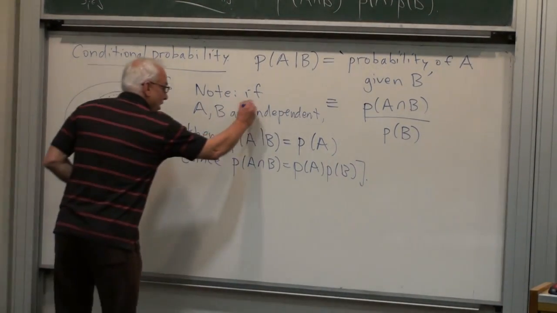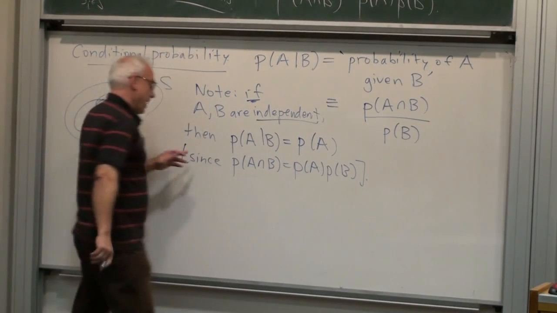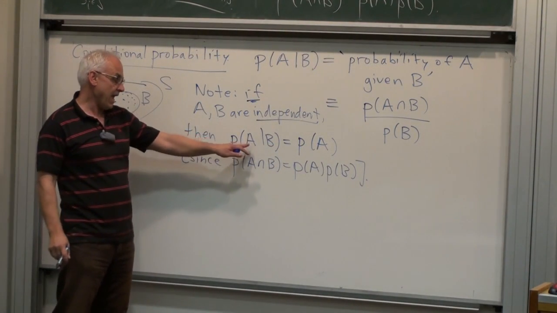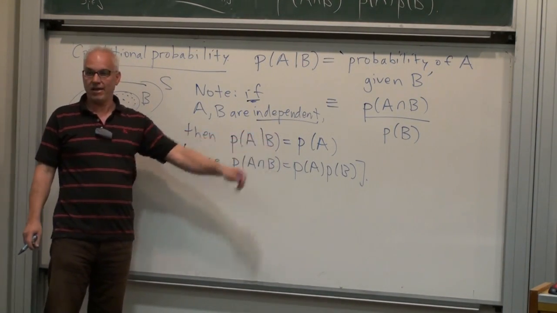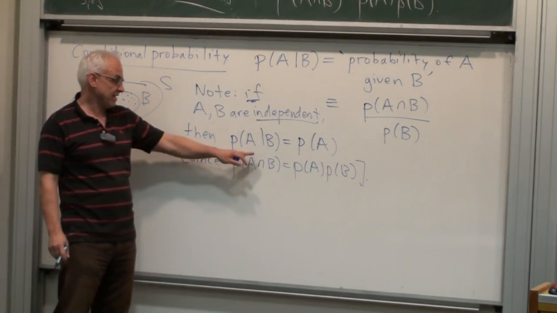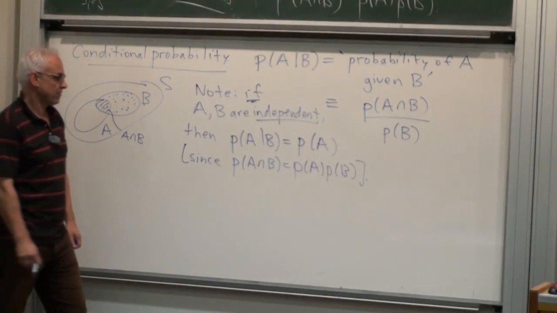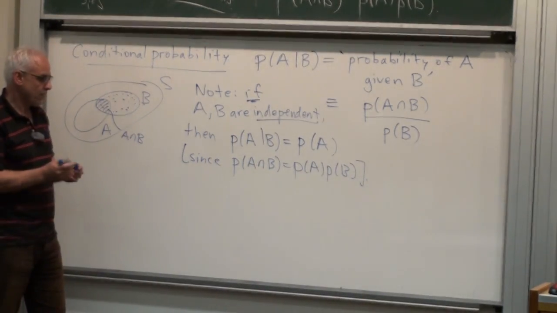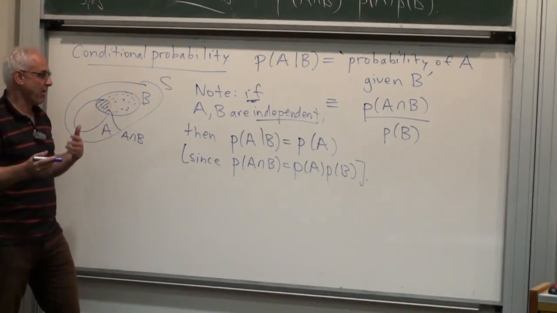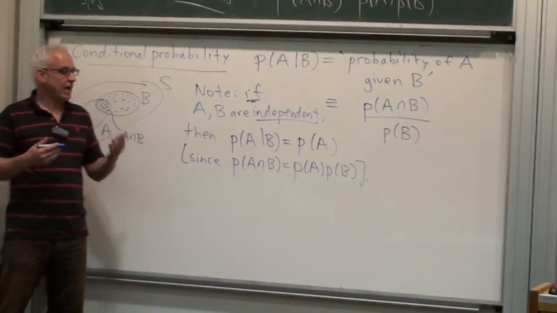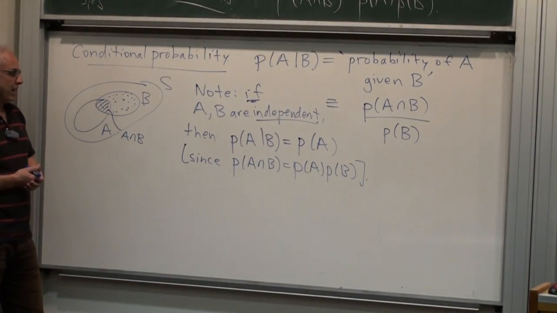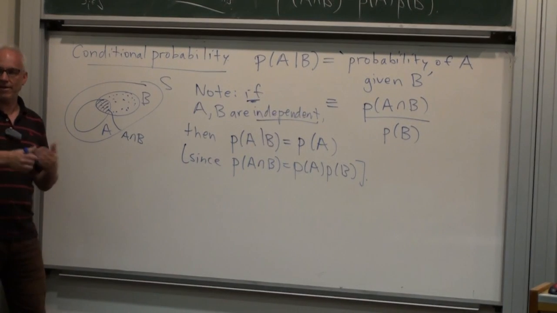So if A and B are independent, then the probability of A given B is the same as the probability of A. In fact, this is equivalent to it being independent. So you can think of the conditional probability as somehow telling you a little bit about how not independent they are.